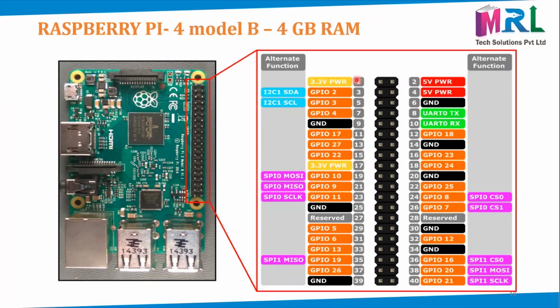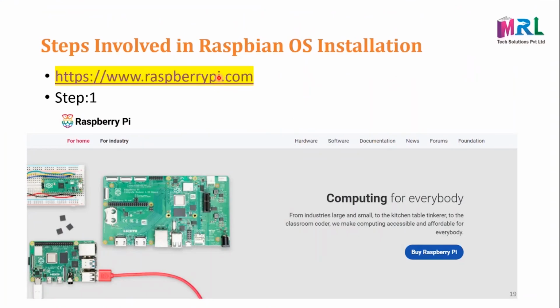The numbers start from left to right, that is 1, 2, 3, 4, 5, 6 up to 40 pins. So the gray color numberings are known as board mode, and the orange color numberings are known as Broadcom mode, which is represented as GPIO 8, GPIO 27, GPIO 24, all those things. This is very, very important. While programming, we need to consider it. After buying a Raspberry Pi, we need to install the OS, right?